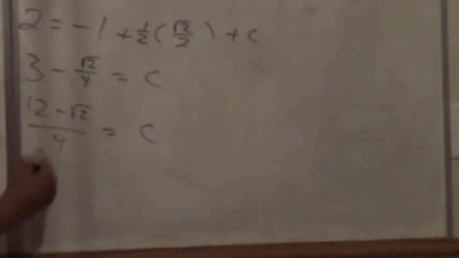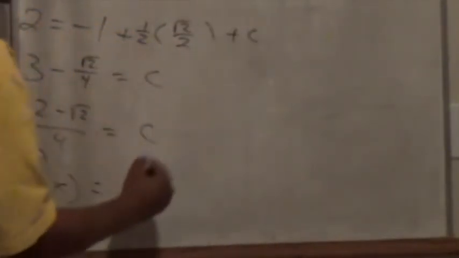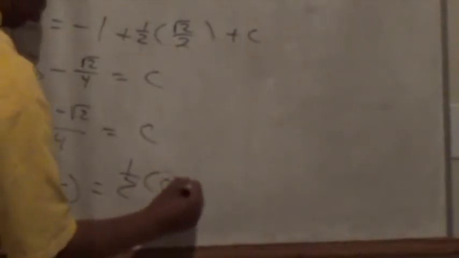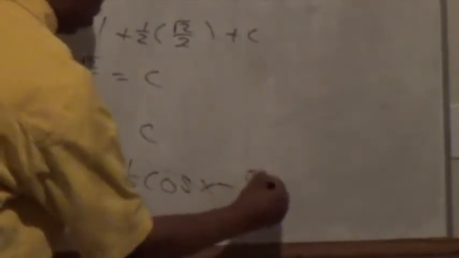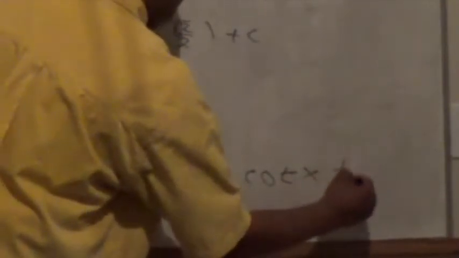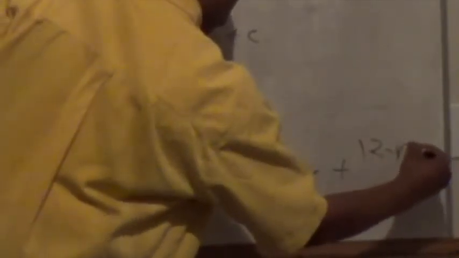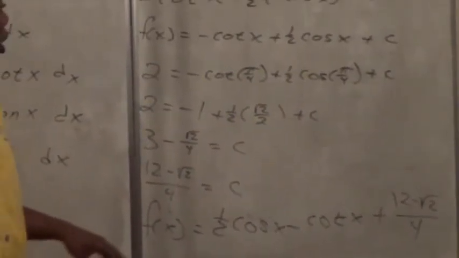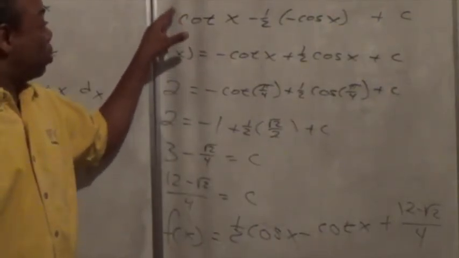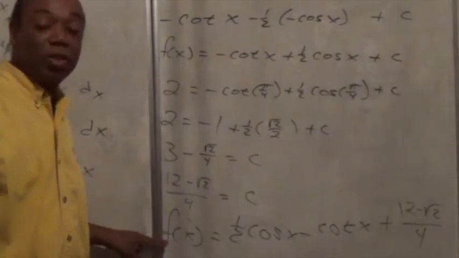Therefore, we can conclude that the parent function, let me put the positive first, is 1/2 cosine x minus cotangent x plus this term right here. Okay. So, whereas this would be the family of functions, sorry, this is the family of functions, this is the parent function.